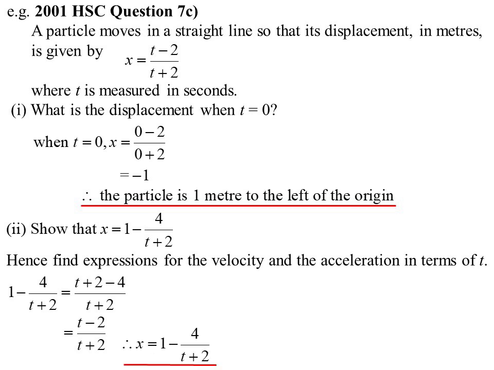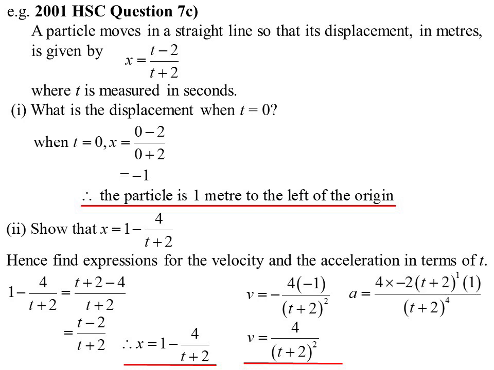Velocity, I'm going to differentiate because it does say hence find the expressions for. Minus the derivative on the function squared, but in this case it's also multiplied by the -4. Acceleration, again I can go minus the derivative on the function squared, and there we go, there's acceleration.